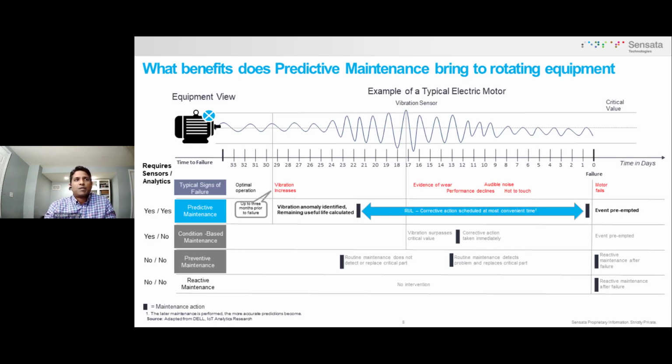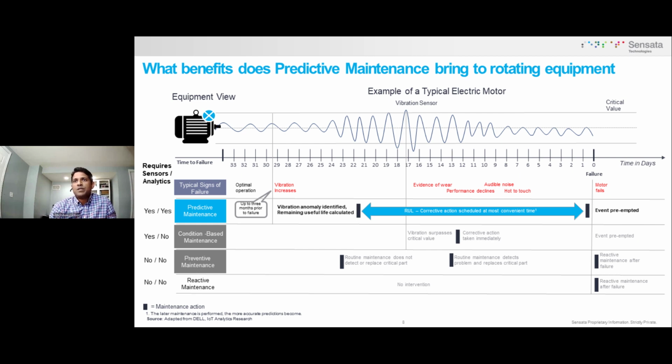So what are the benefits of predictive maintenance? If you look at this slide here, I'm just showing an example of a typical electric motor. There's vibration coming. We have a vibration sensor installed, and we're collecting data. The x-axis you see here is time in days and time to failure. So when you are at the beginning, you have about 30 days. That's just an example, 30 days to failure.